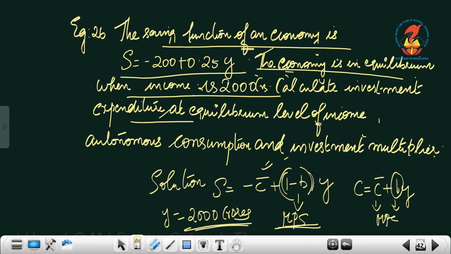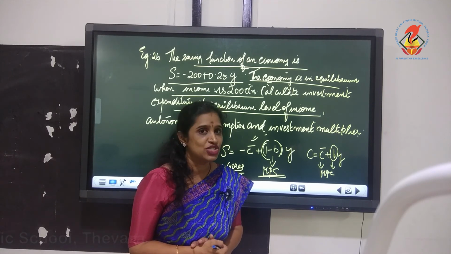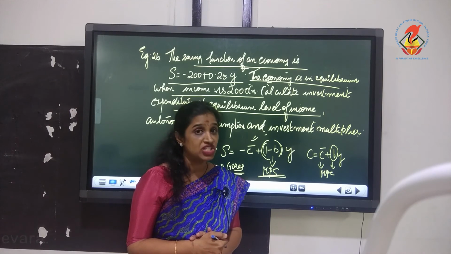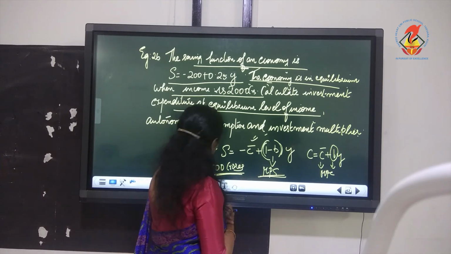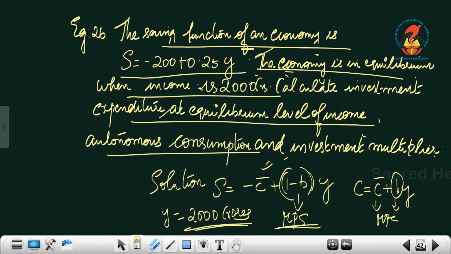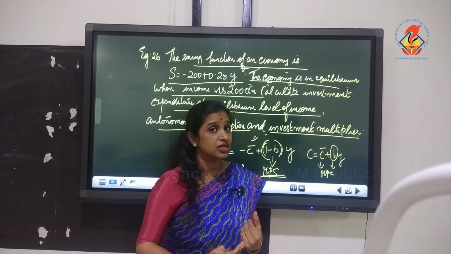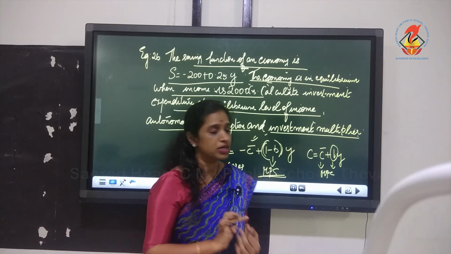Calculate investment expenditure at equilibrium level of income. What are you asked to find out here? You are asked to find out investment expenditure at equilibrium level of income, the second one is autonomous consumption, and the third one is investment multiplier. You are asked to find out three components.